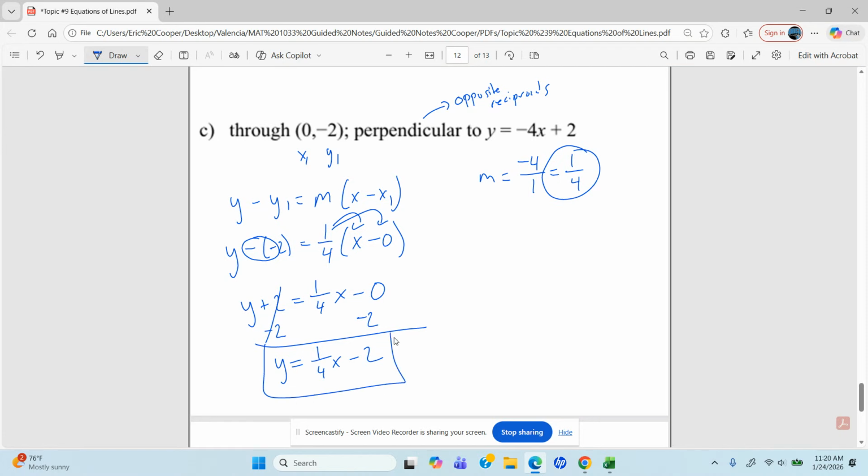So again, very similar to what we just did, but perpendicular means that we need to take the opposite reciprocal of whatever slope for the line they're given to us. Parallel, we could take the same, but perpendicular, we will take opposite reciprocals.